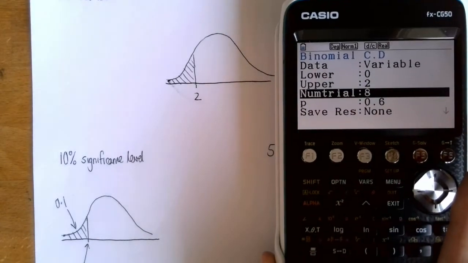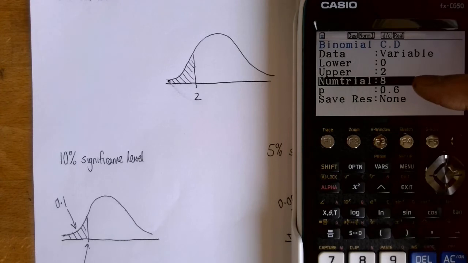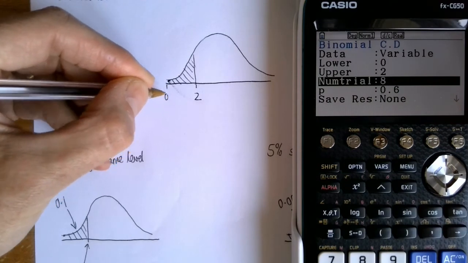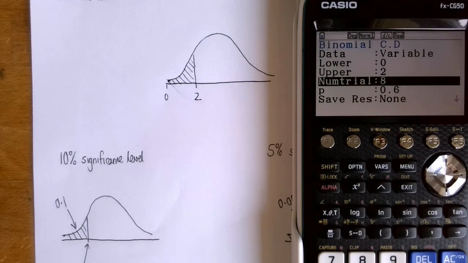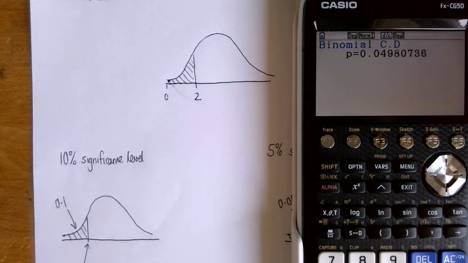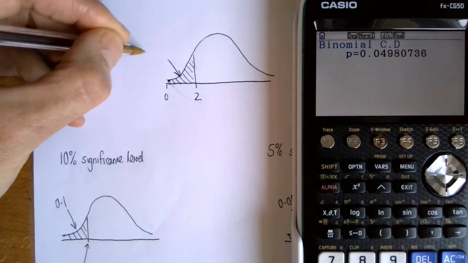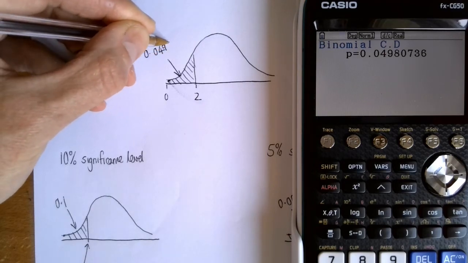So here is the calculator set up for this problem. 8 games, probability of success 0.6. I want to work out the probability of every value between 0 and 2, which actually is just 0, 1 and 2, isn't it? So I put lower of 0, upper of 2. And that gives me a probability of 0.0498.